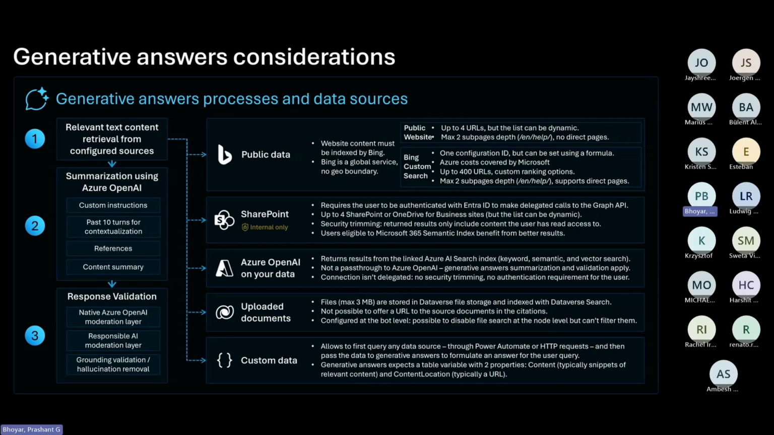Another thing is with SharePoint Online, you can provide only 4 SharePoint Online sites or OneDrive for Business sites. When it comes to uploading documents, the restriction is you can have files of a maximum of 3 MB, and there is no security trimming available over there. And that's where going with Azure OpenAI on your own data comes in very handy.